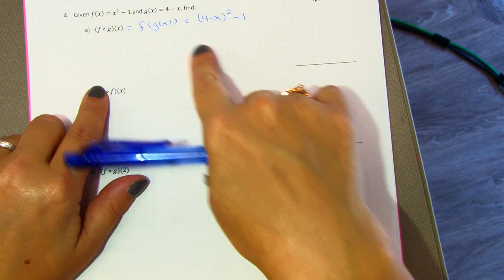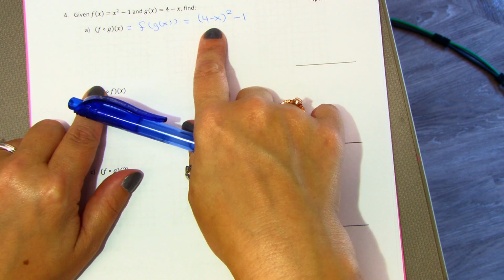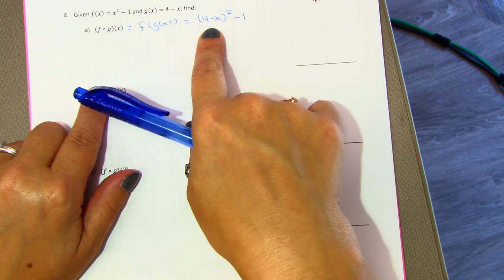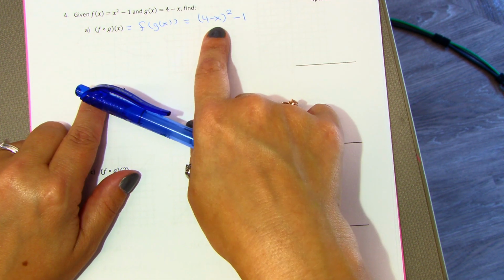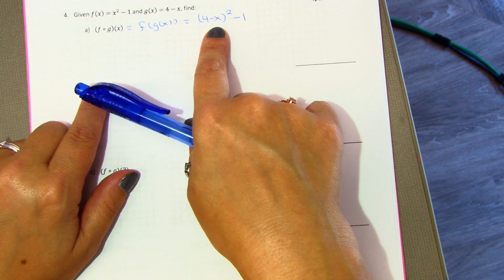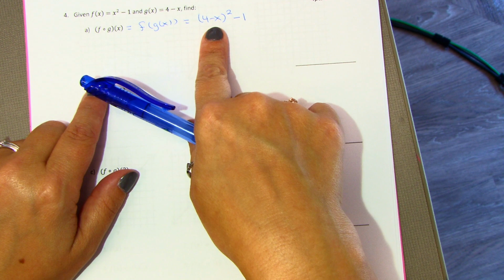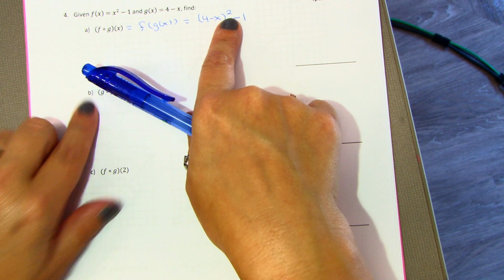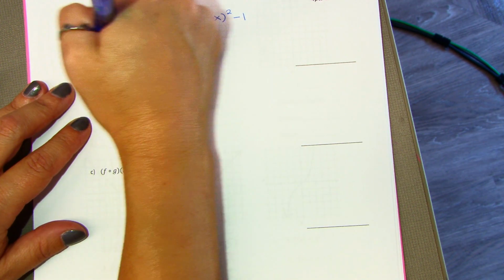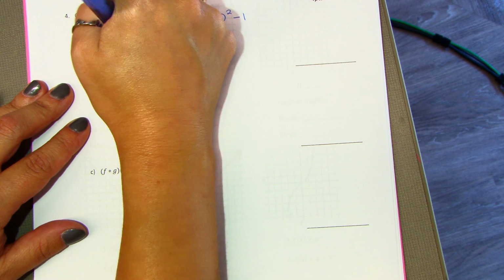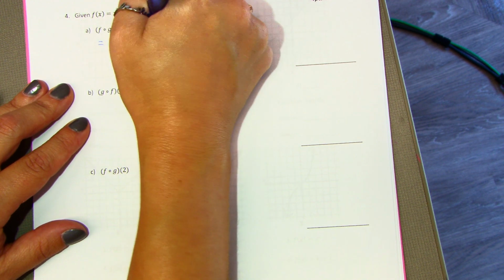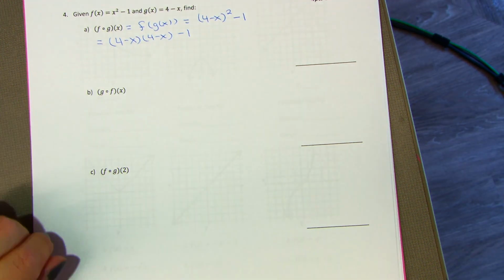Now, we are not going to do magic math. We're not going to say that this is 16 plus x squared. That's magic math. In order to do this power of 2, we have to do FOIL. 4 minus x, 4 minus x, and then we still have the minus 1. So don't try and cheat it and go too fast, and then you lose it.